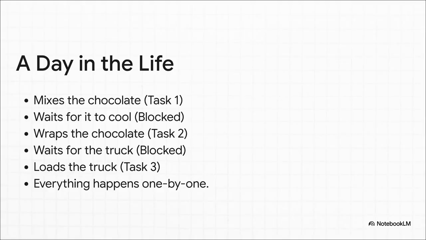So let's walk through our worker's day. First, they mix the chocolate. Great. But then, boom, they're blocked. They're just standing around waiting for it to cool. The entire factory, the whole production line, just grinds to a halt. Then, okay, it's cool. They wrap it. And then they're blocked again, waiting for a delivery truck. See the problem? Every single time there's a pause, all work stops. That right there is the fundamental bottleneck of a single-threaded program.